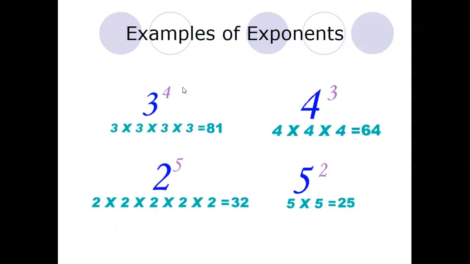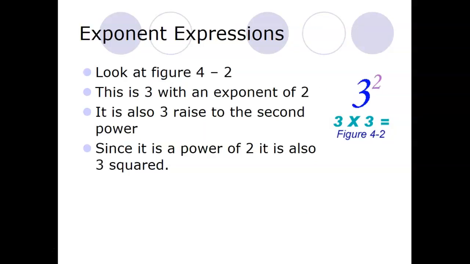So if you have a 3 as a base and 4 as your exponent, you're multiplying 3 times itself 4 times to get 81. 4 to the third would be 4 times itself 3 times to get 64. 5 squared is 25. 2 to the 5th power is 32. Any questions on that so far, guys? Everything kind of seem familiar? All right.